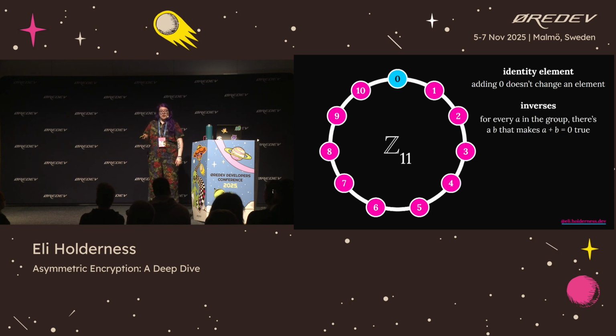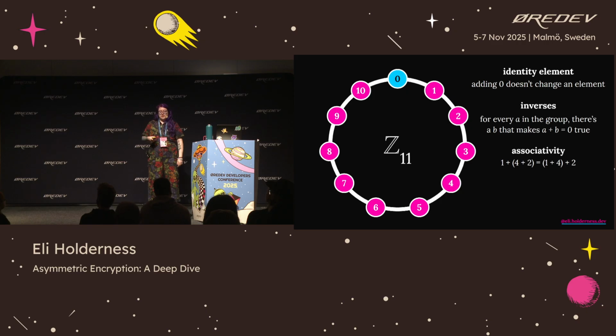You need to have inverses. So for everything in the group, you need to have something that you can combine it with to get back to the identity. You need to have negatives in this case. And in our case, for this number wheel, 10 and 1 are inverses, right? You add them together, you get 11, which is the same as 0. So the vertical line of symmetry gives you the inverses in this case.